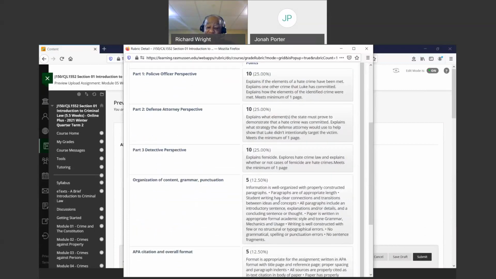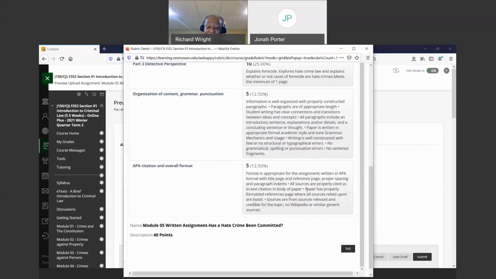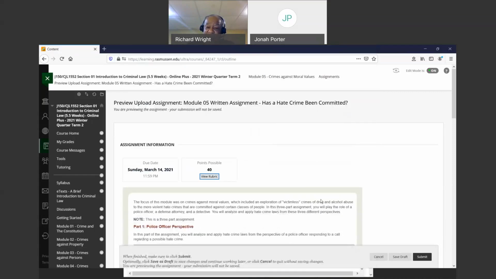And then make sure that there are no typos, no misspellings. Make sure it's in paragraph form. Make sure it's double space. And then properly cited with a title page and reference page. Can't be any more clear than this. Any questions? Type in the chat box. Do you have any questions?